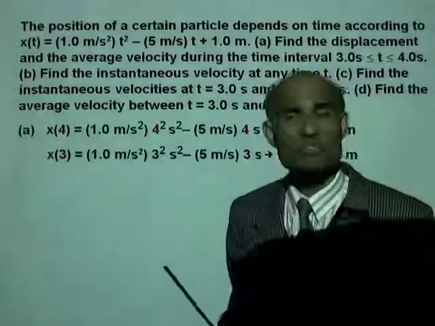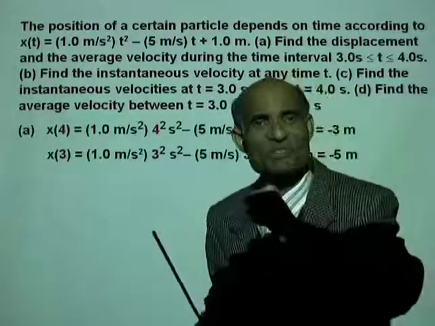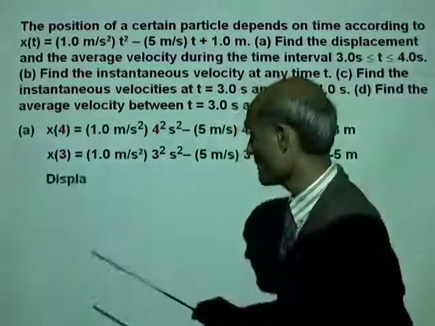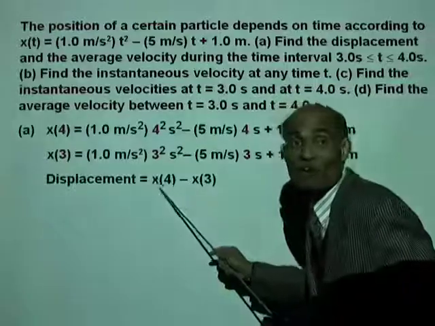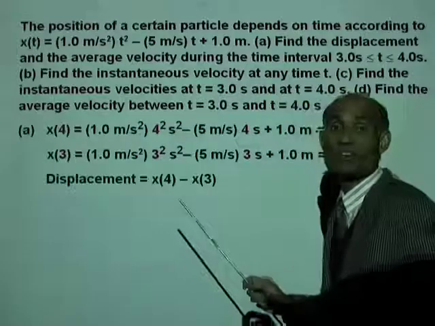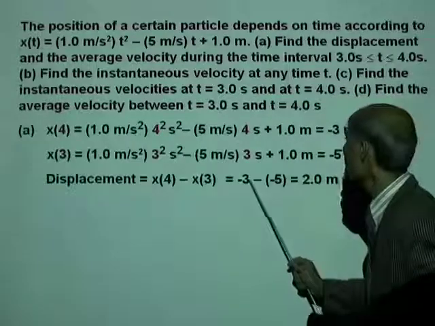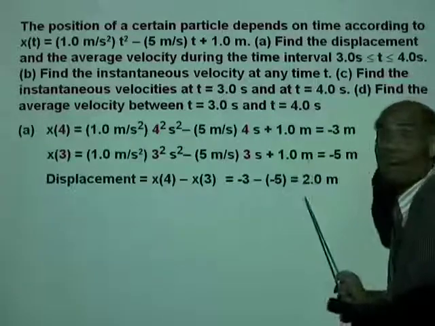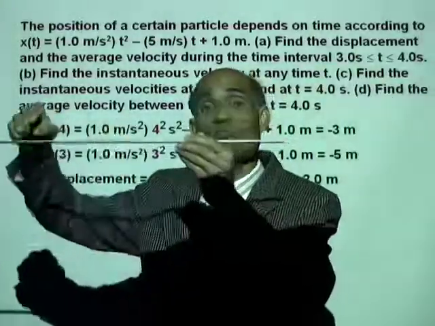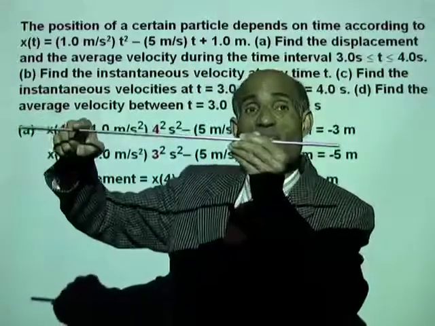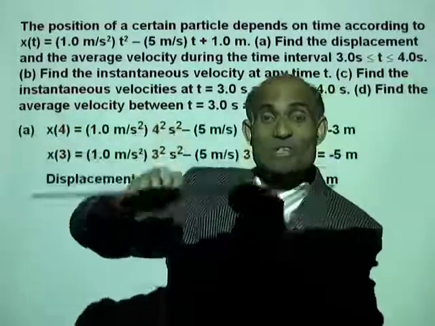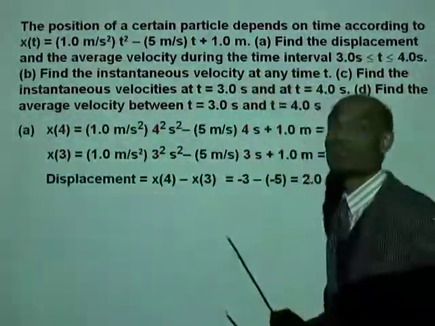What is the change in position? Tell me, is the change in position positive or negative? What do you think? Displacement is x of 4 minus x of 3, final position minus initial position. That is negative 3 minus negative 5, that is 2 meter. So the object moved from x equal to negative 5 to x equal to negative 3 in the positive x direction. That is the displacement.